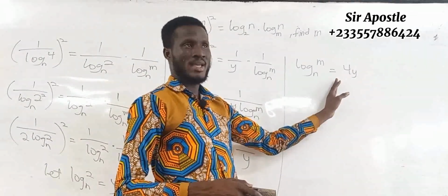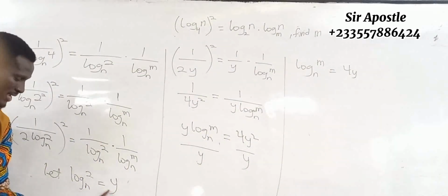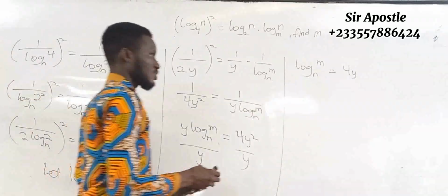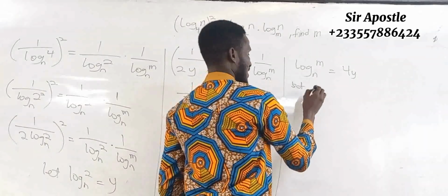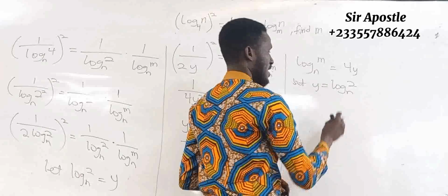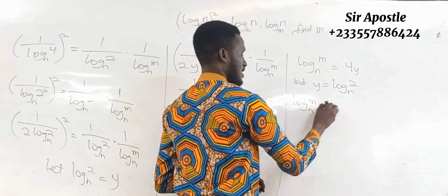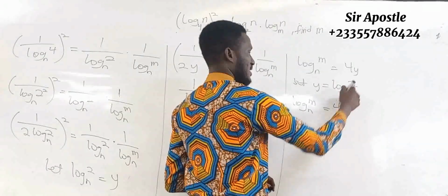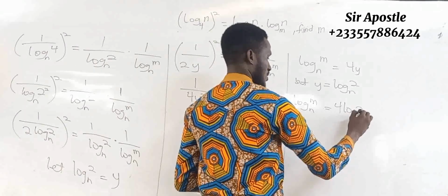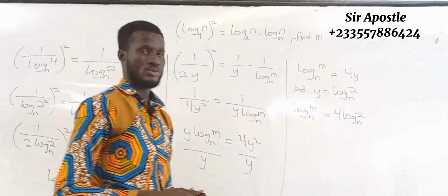Now at this point, the variables are different and we are looking for m. So what I can do here is another substitution. From here, we said that the y is the same as log 2 base n. So I can do substitution. So let's put it back there. I'm going to get log m base n is equal to 4 times y. What is y? y is log 2 base n. Gradually, we are going to get the answer very soon.